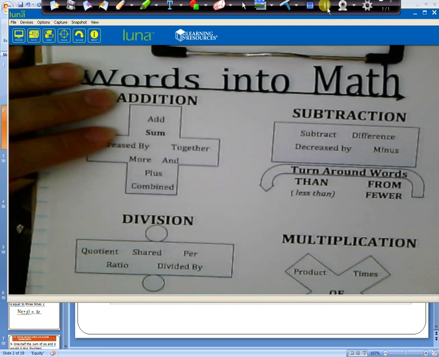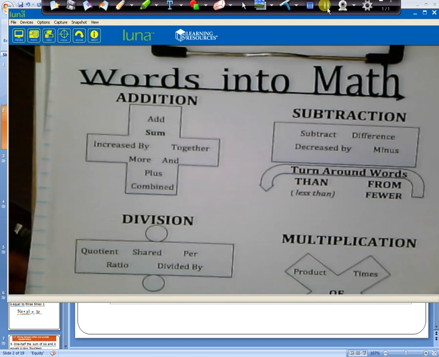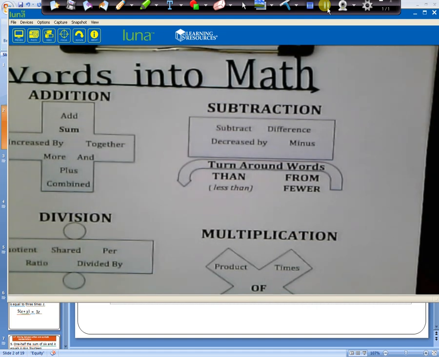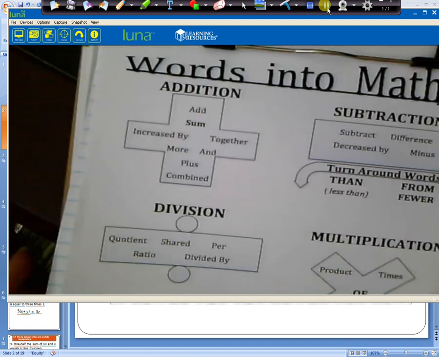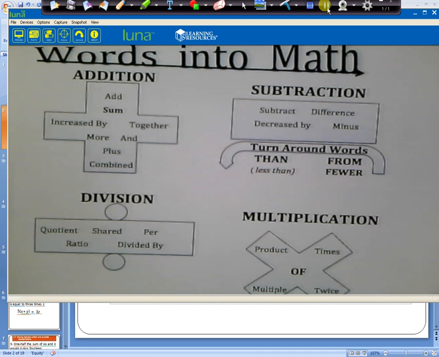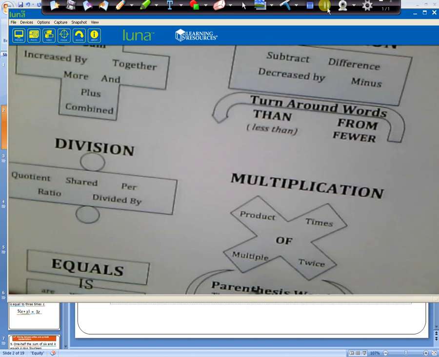So for addition, you have the words add, sum, increase by, together, more, and, plus, and combined. These are all words that you've heard before. We just want to make sure that you're aware that those are words that relate to addition. You have your subtraction words: subtract, difference, decrease by, and minus. I'll come back to these turnaround words in a moment. You have division, so you have quotient, shared, per, ratio, and divided by. And then you have multiplication: product, times, of, multiple, and twice.